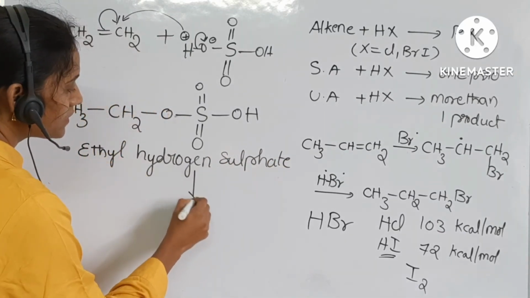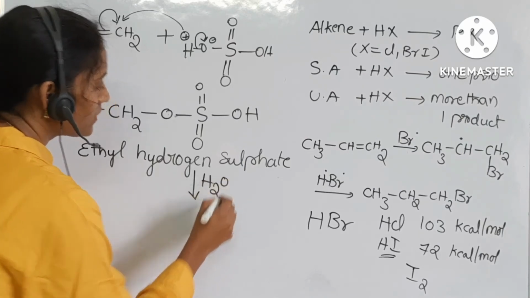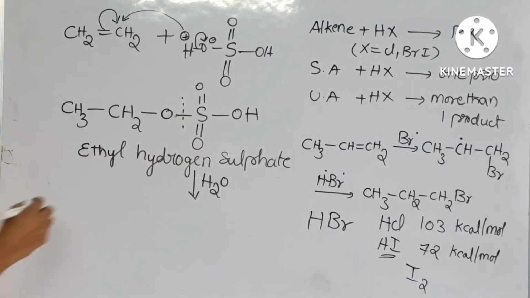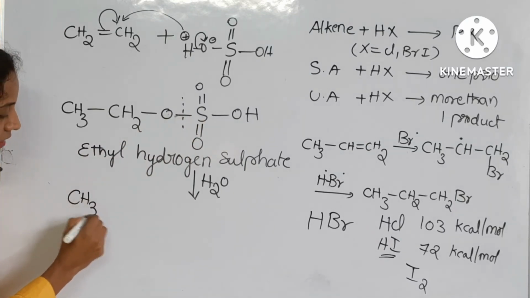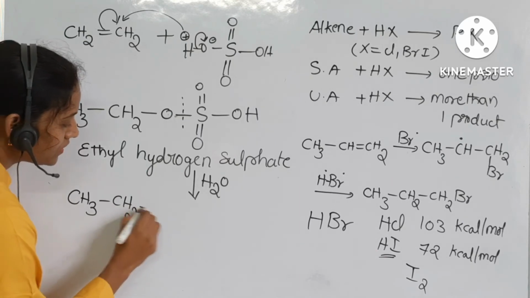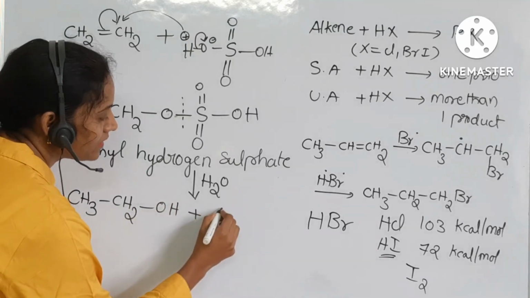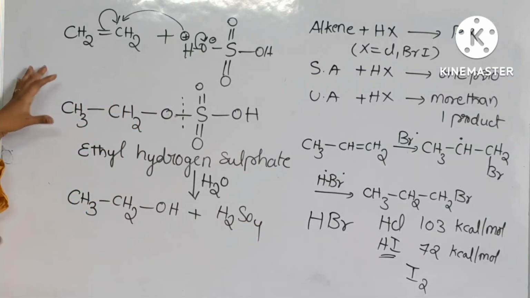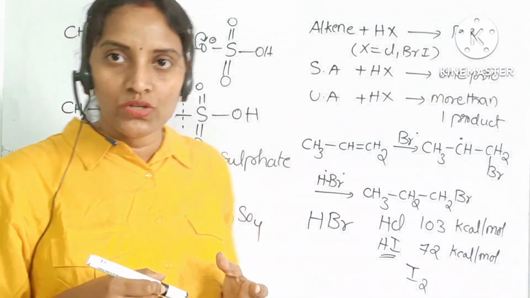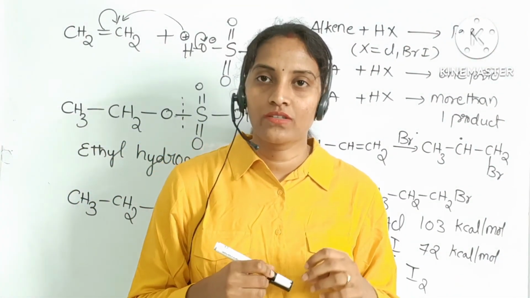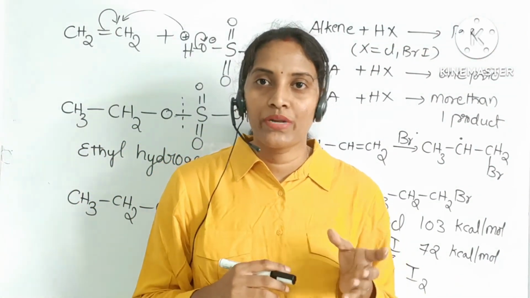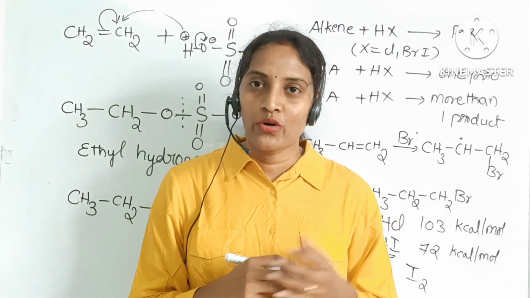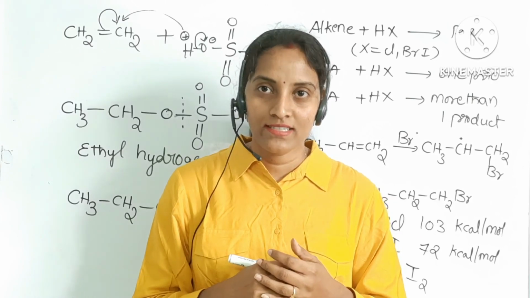After that, hydrolysis takes place. So this bond is going to break. Then alcohol will be formed, CH3 CH2 OH, plus sulfuric acid will be generated again. This is about the addition of acids to alkenes. So this is about complete Markovnikov's and anti-Markovnikov's rule. Some important points. I hope you all understand this one.